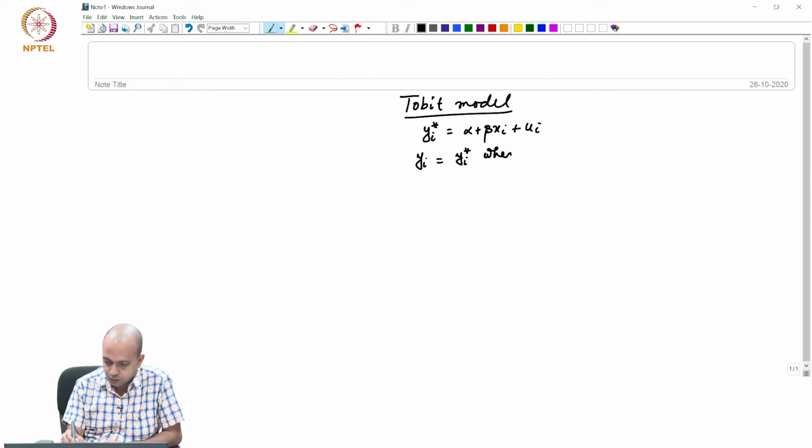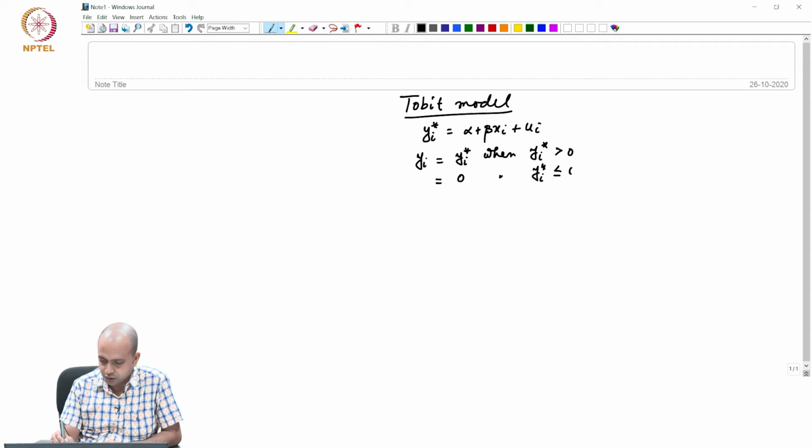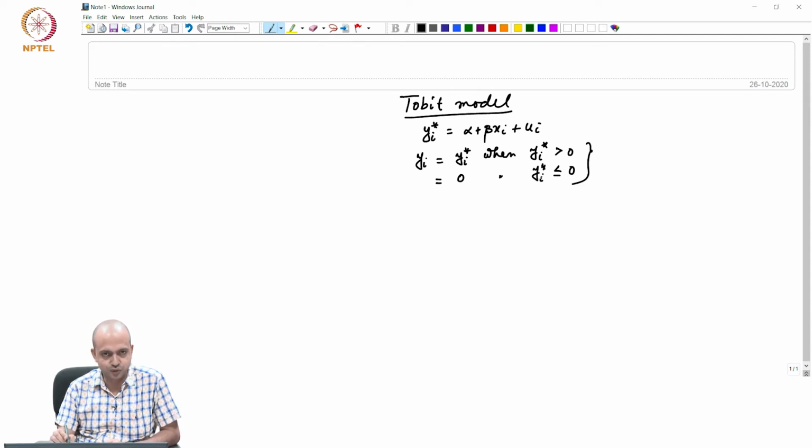when yi star is greater than 0, and yi equals 0 when yi star is less than or equal to 0. So the negative values of yi star we do not observe, and we put 0 for all negative as well as 0 values of yi star, and we consider only yi greater than 0 for the uncensored model. So, basically this was the idea.